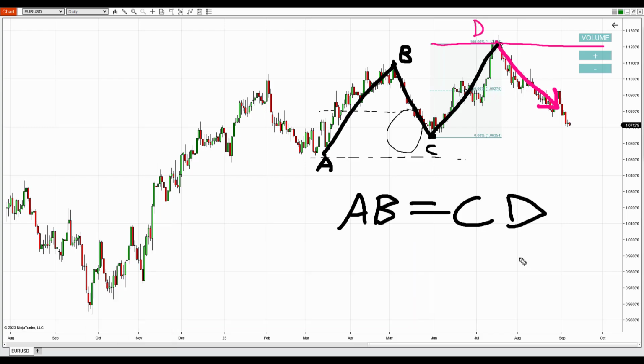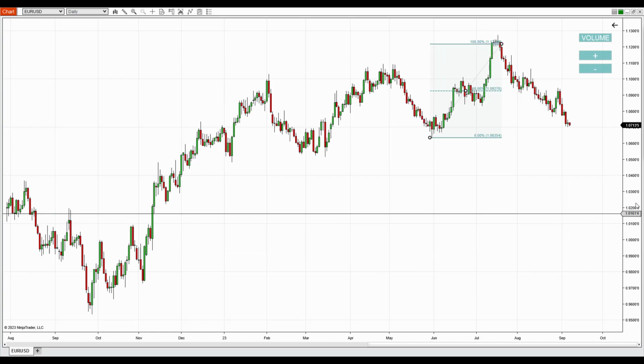And I think this was enough of theory. Let me now show you how this performs on a real chart in real trading. But before that, just a quick note.